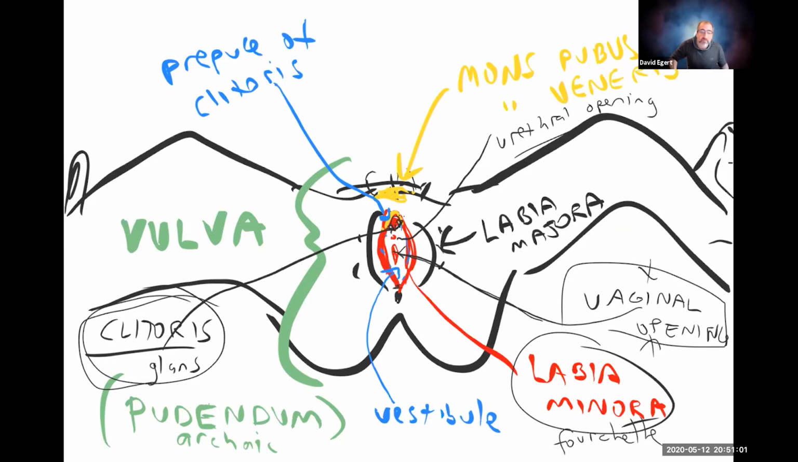We talked about, remember, there were the Cowper's glands in the guy, those bulbourethral glands that would do the pre-cum. There is the homologue here, except they feed in right near the entrance to the vagina.